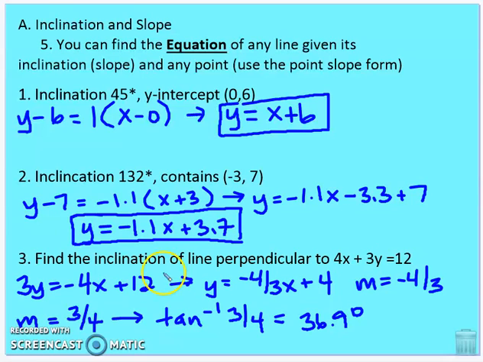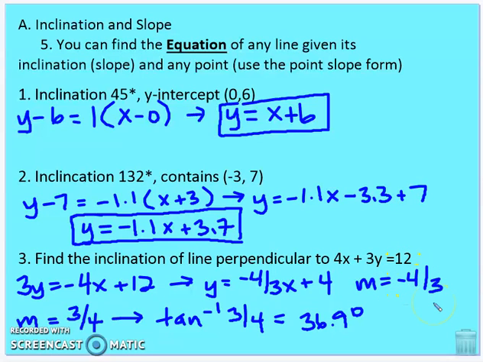All right, so this is in standard form. We're going to rewrite this in slope-intercept form to find the slope. So 3y is equal to negative 4x plus 12. I subtracted 4x from both sides. Now I'm going to divide by 3. y is equal to negative 4/3 x plus 4. And I can see from this that my slope for the original line is negative 4/3.